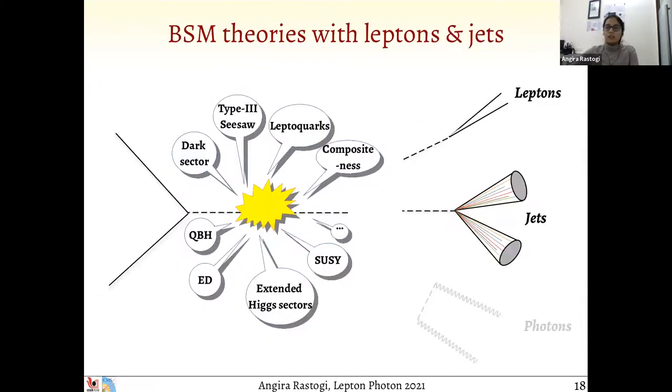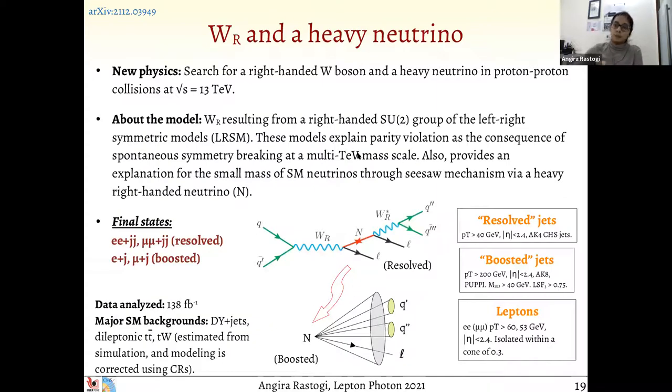Okay, so then looking at searches with leptons and jets both. So we have searched for a right-handed W boson and a heavy neutrino. And in this model, the WR is produced and it decays to a heavy neutrino N and a lepton, which is a standard model lepton. And this N then further decays to an off-shell WR and a lepton. And we are looking at the hadronic decays of this WR. So in the resolved scenario, we are going to have final states with two leptons of the same flavor, so ee or mu mu, and then two jets.